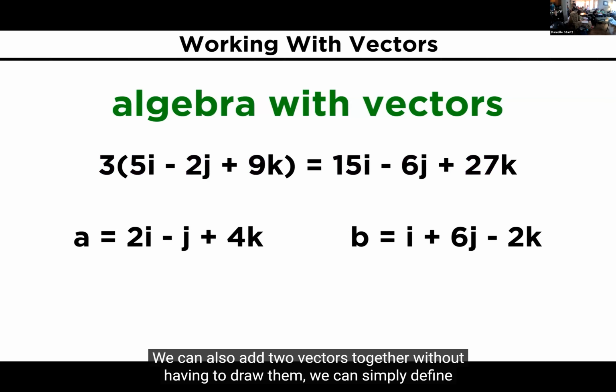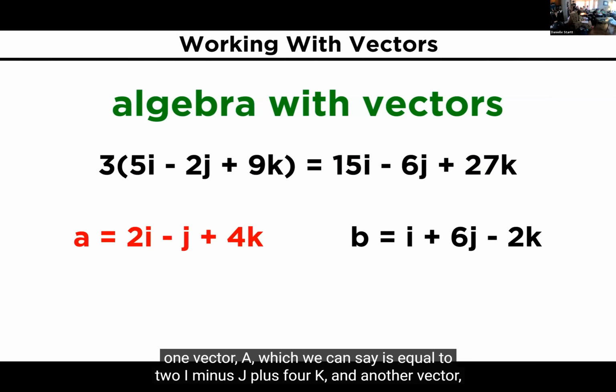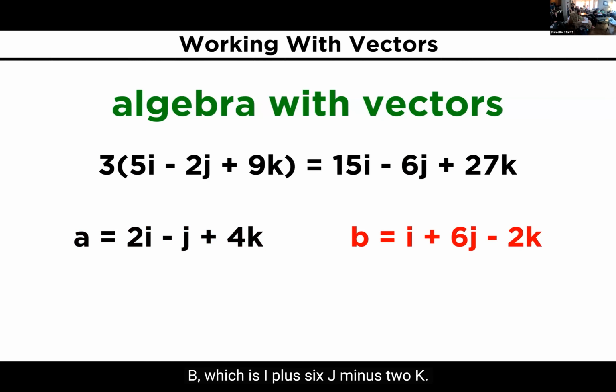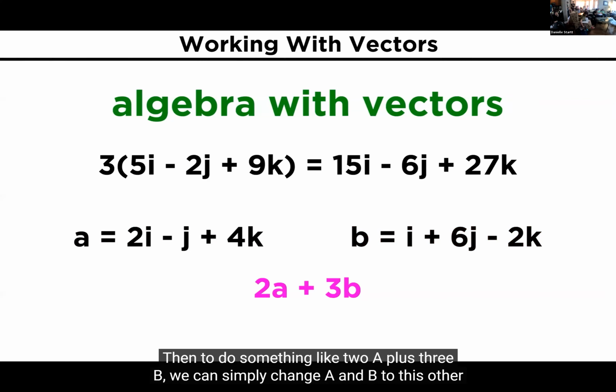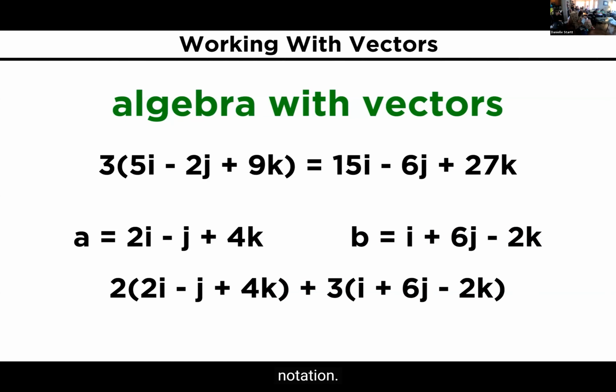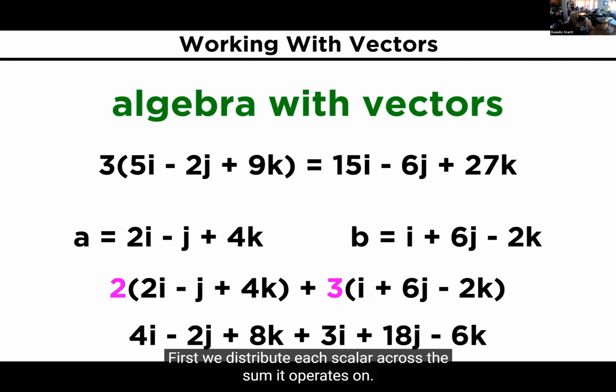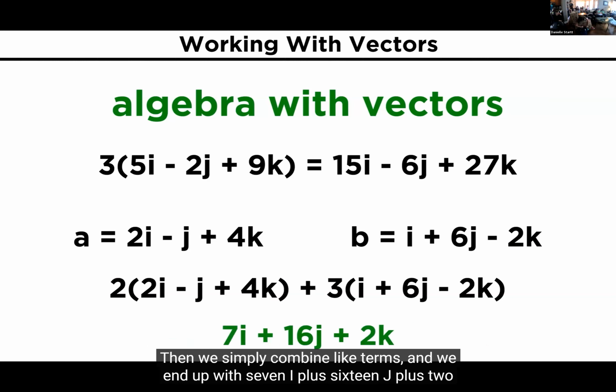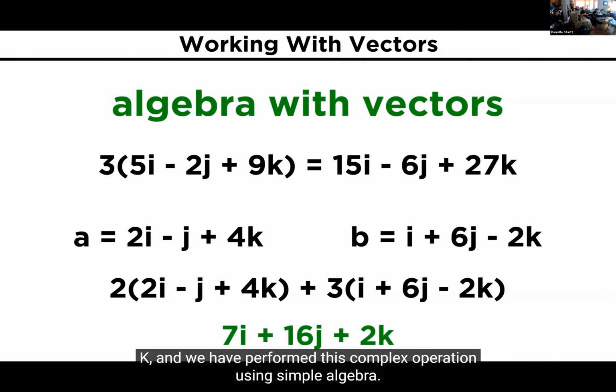We can also add 2 vectors together without having to draw them. We can simply define one vector A, which we can say is equal to 2i minus j plus 4k, and another vector B, which is i plus 6j minus 2k. Then to do something like 2A plus 3B, we can simply change A and B to this other notation. First, we distribute each scalar across the sum it operates on. Then we simply combine like terms and we end up with 7i plus 16j plus 2k. And we have performed this complex operation using simple algebra.